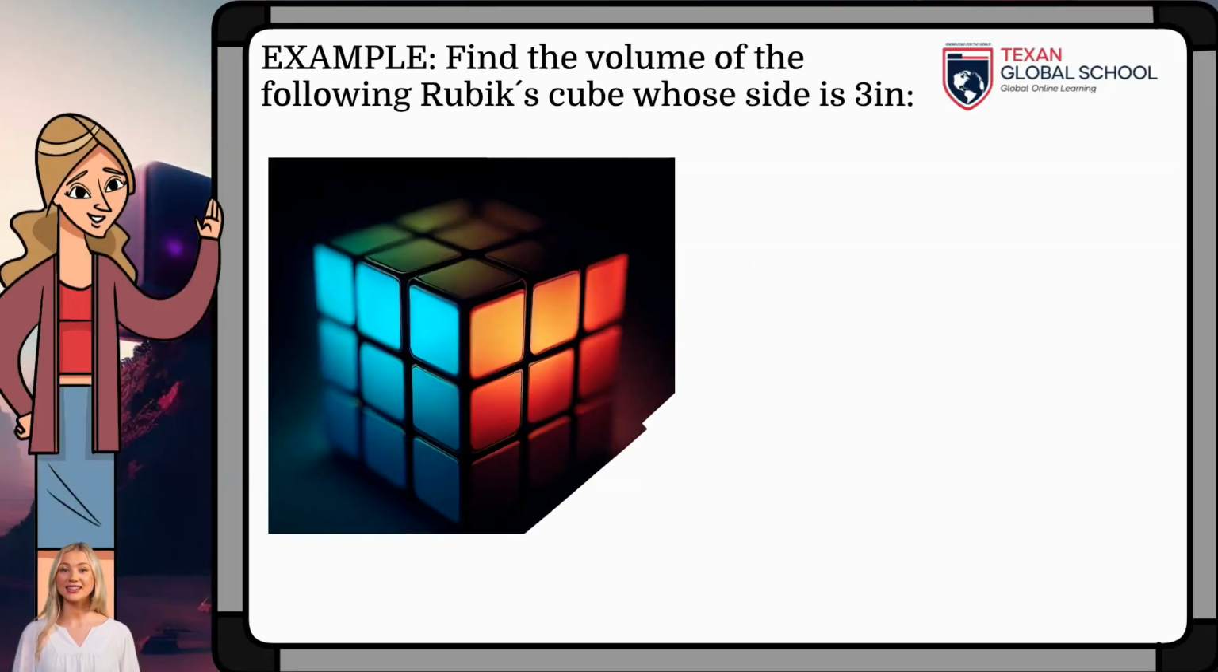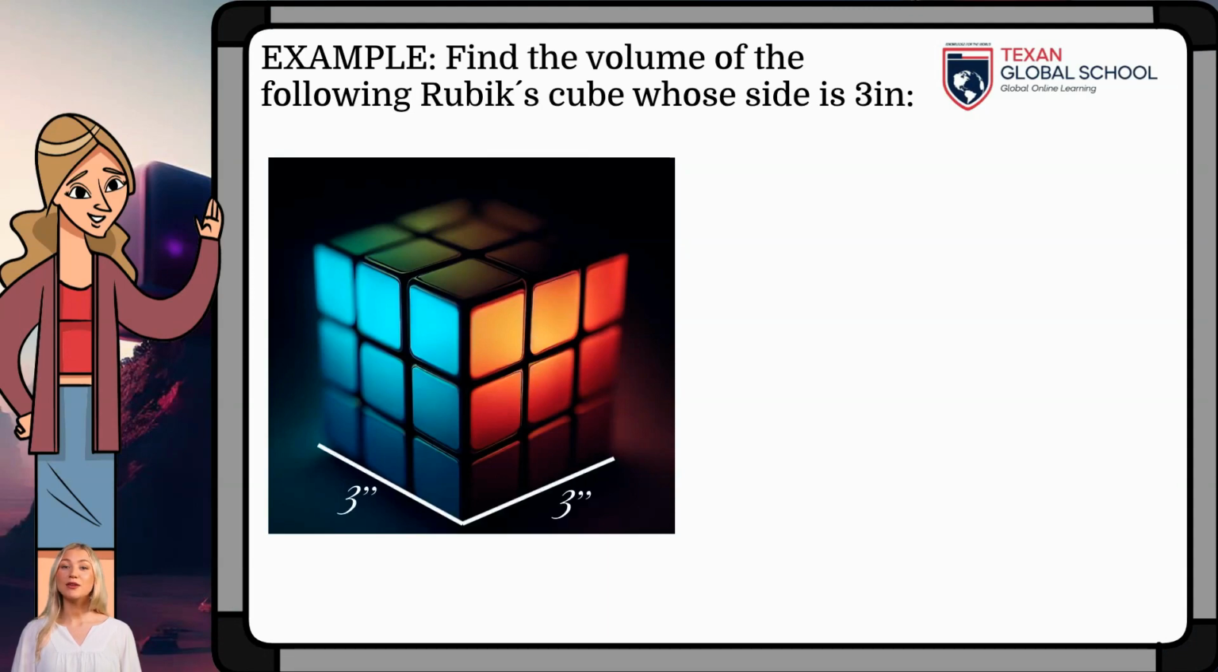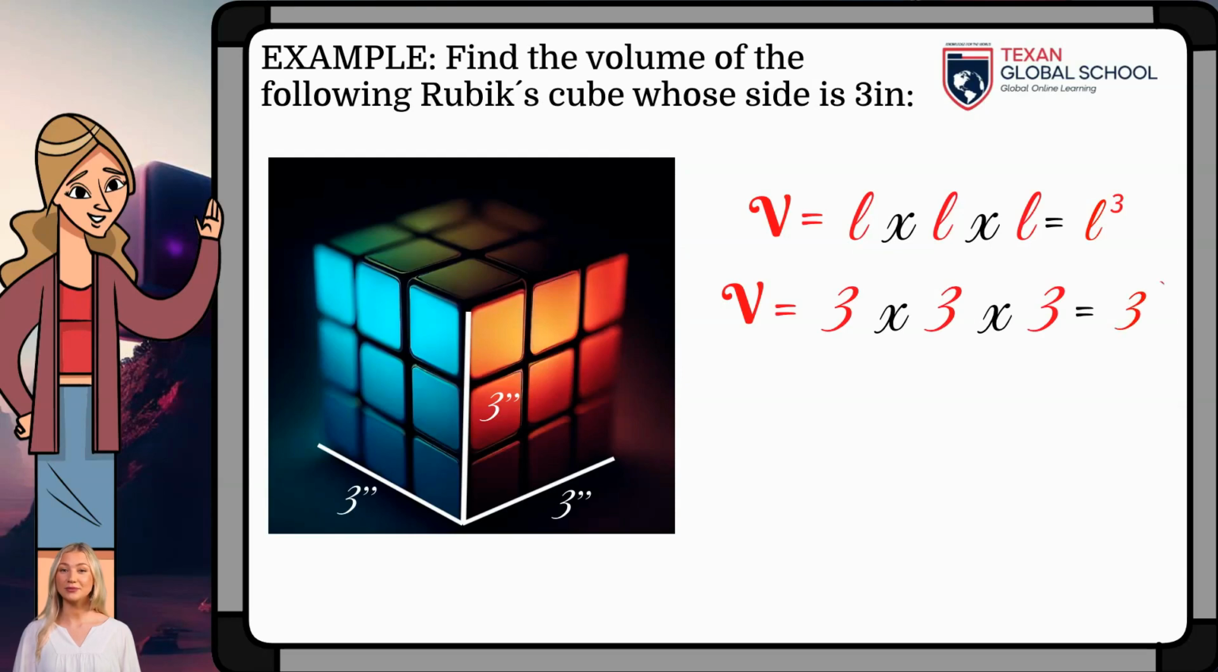In this last example, the volume of a Rubik's cube whose side is 3 inches can be calculated. By multiplying the side 3 times, we can obtain the volume, hence resulting in 27 cubic inches. We can see that, if we count each unit, the result is 27.